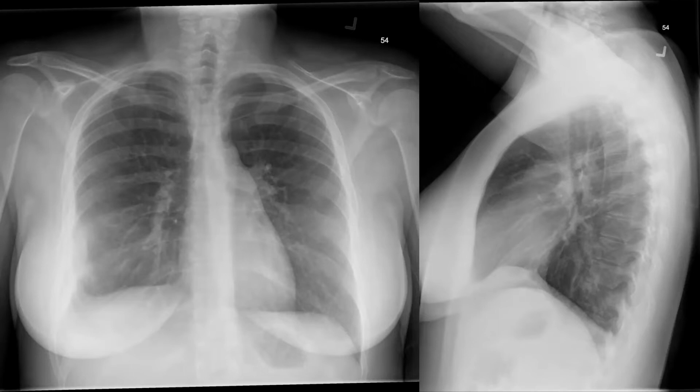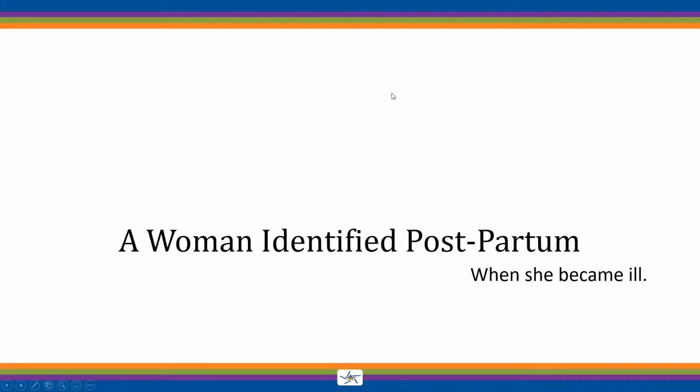Dr. Seaworth, this next case is yours. So this is a woman who was identified postpartum when she became ill. I don't have as much detail about her, but she is a woman who is of Indian origin, and she had had a cough for 6 months prior to delivery. I don't know if that was ever discussed with healthcare providers, but after she delivered, and she did deliver a healthy baby, she developed worsening cough.